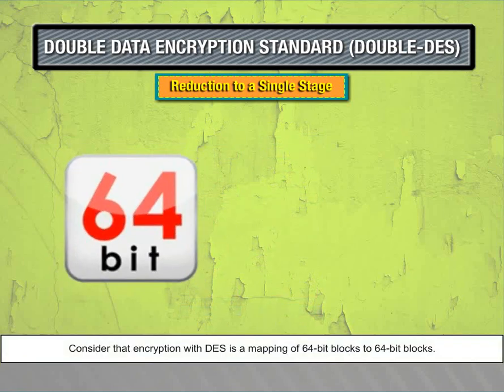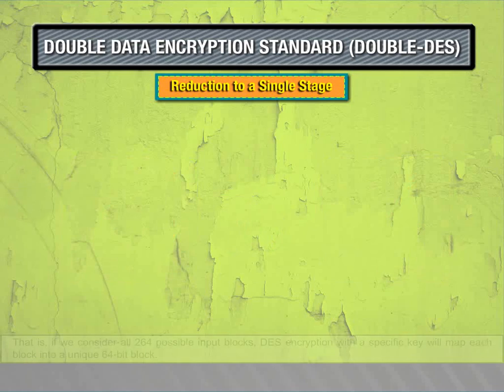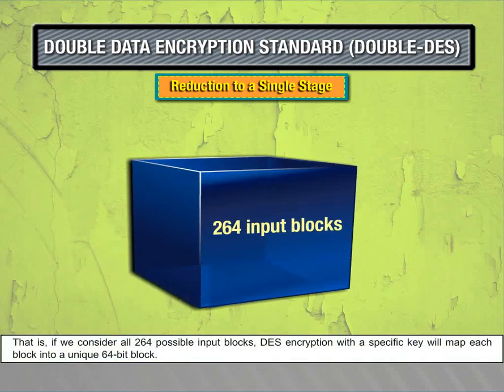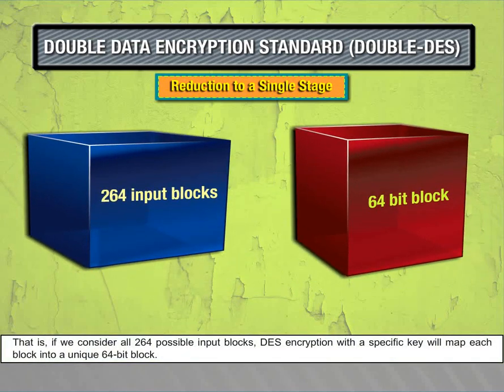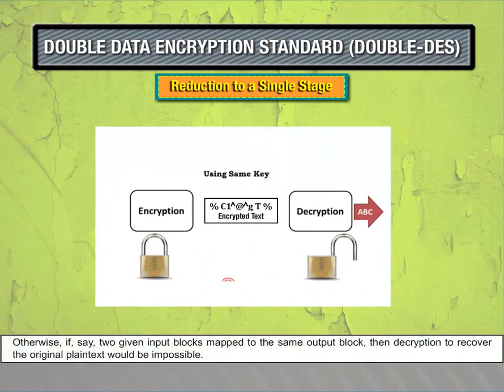Consider that encryption with DES is a mapping of 64-bit blocks to 64-bit blocks. In fact, the mapping can be viewed as a permutation. That is, if we consider all 2^64 possible input blocks, DES encryption with a specific key will map each block into a unique 64-bit block. Otherwise, if, say, two given inputs mapped to the same output block, then decryption to recover the original plaintext would be impossible.